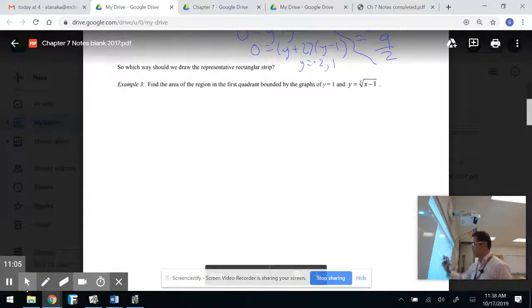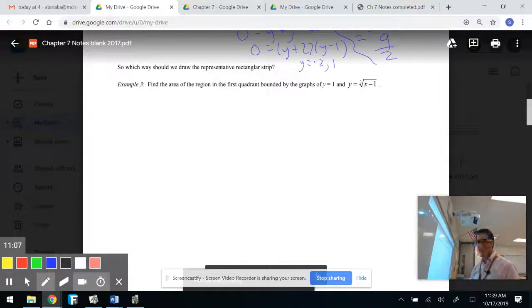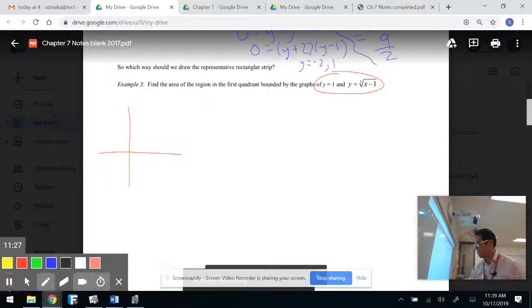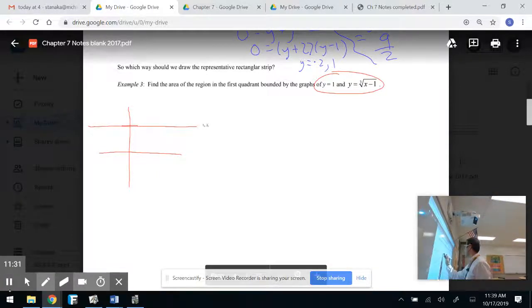So which way? The first problem we did, right, class, we had x's. That last problem all had y's. So the question is, how do I always decide? That could be kind of tough each time, right? So let's look at a problem, and I'm going to show that you can actually do it both ways, okay? So here we go. Let's graph this. Okay, so here we go. And we have y equals 1, which means I'm going to come up here and draw my line. There's y equals 1.